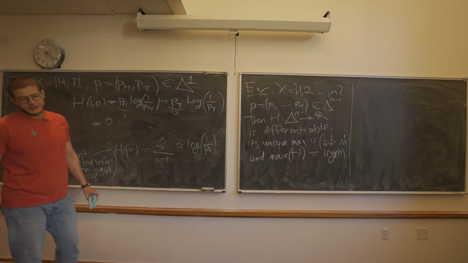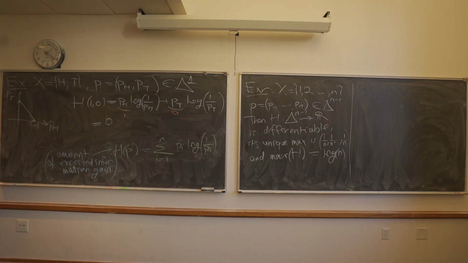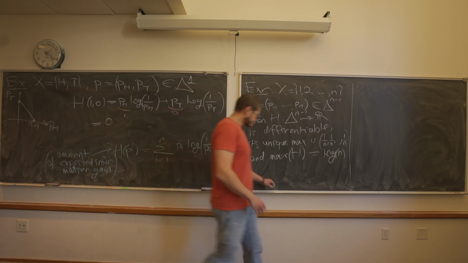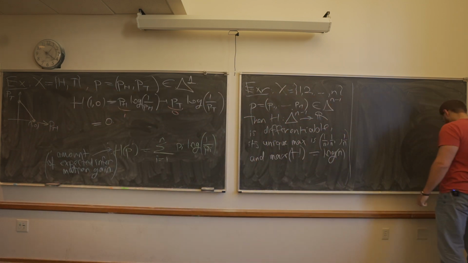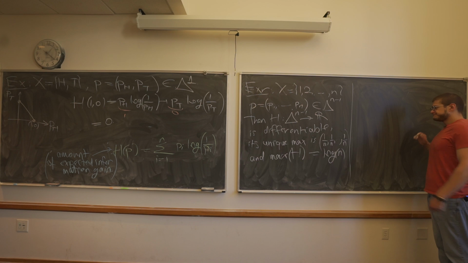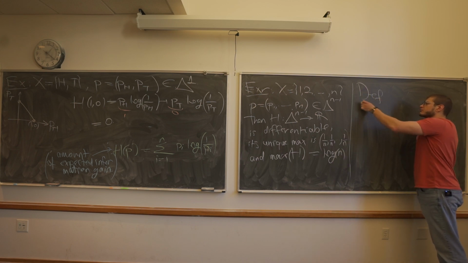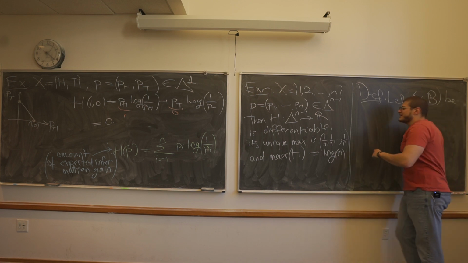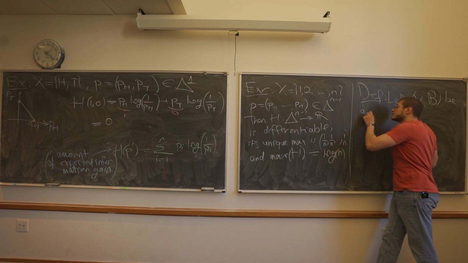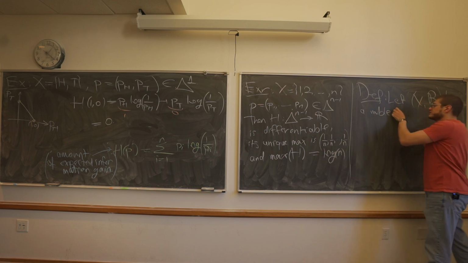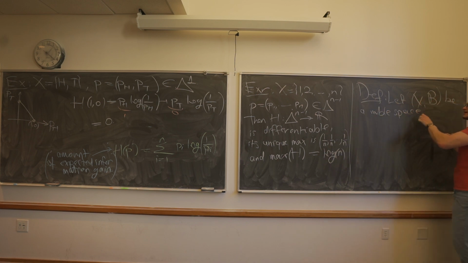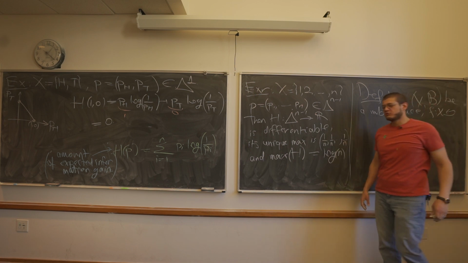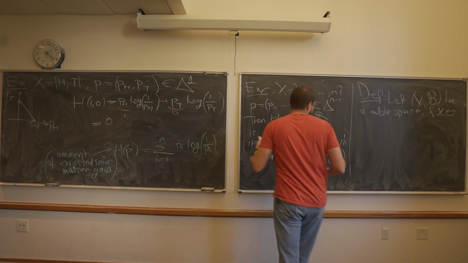Okay, let's talk about dynamical systems a little bit. Get back to dynamical systems. So, let X be a measurable space, and let f be a function from X to itself. We know what it means for f to be measurable. So I'm going to need that.